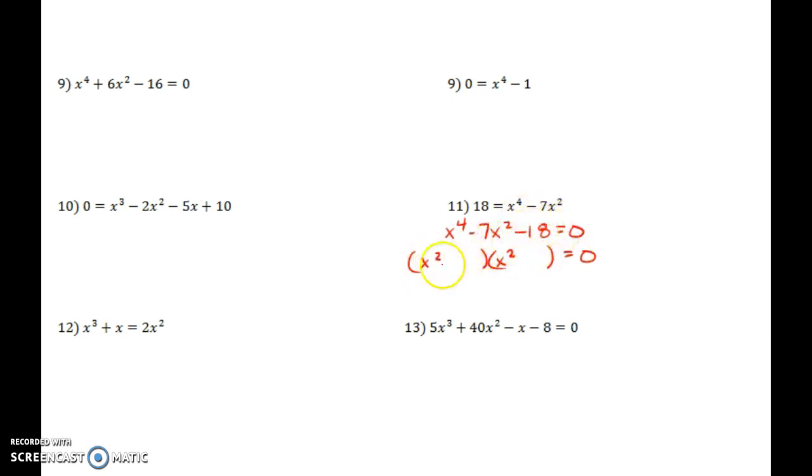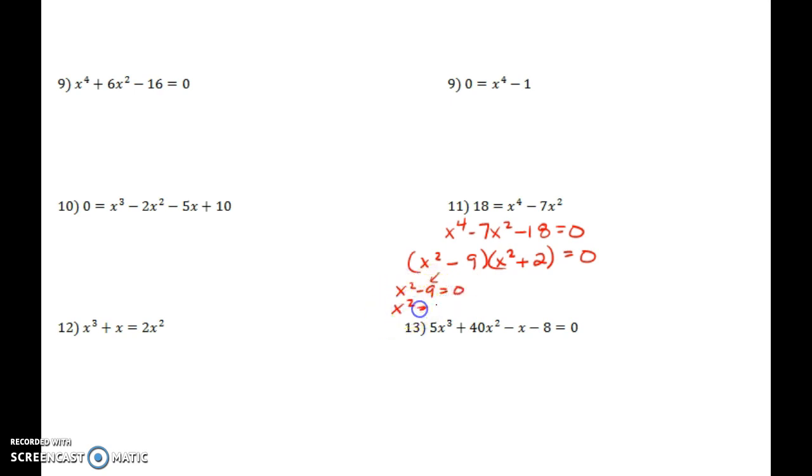I need something for the negative 18. I'm going to try 9 and 2. And if I'm going to make it 7, this one would be negative, and this one would be positive. Again, this one's a little bit different. We're trying to figure out what makes each of these equal 0. So I'm saying set this equal to 0.